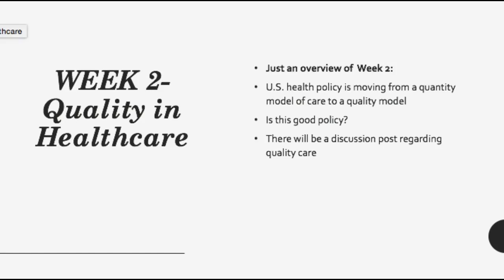So there's two examples. I hope that clarified a little bit what we're doing this week. Keep in mind, U.S. health policy is moving from a quantity model of care to a quality model of care. This means we're trying to move away from a fee-for-service system into another system. Maybe that's bundled payments, maybe that's capitation, maybe it's something else. Is this good policy? Well, we'll have to talk about it.